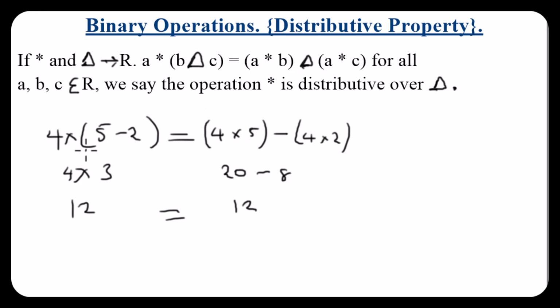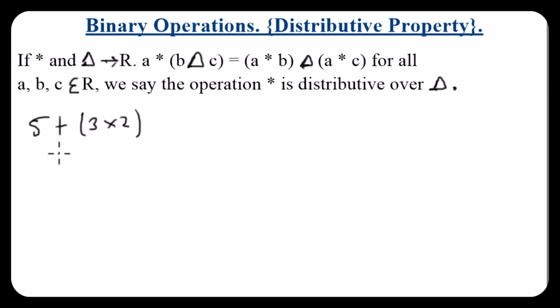So multiplication is distributive over subtraction. Let's try and flip it the other way around and see whether the same will still hold true. We're given our first example, but this time around, I switched the sign. In the former example, we did 5 times 3 plus 2. But this time around, we want to see whether addition is distributive over multiplication for the set of real numbers.